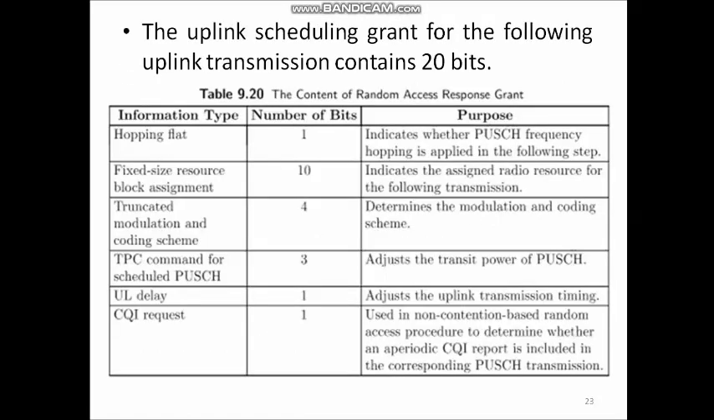Okay, the uplink scheduling grant for the following uplink transmission contains 20 bits. In the table, the content of the random access response grant is given. There are 6 information types, and the number of bits required for representing each information type and its purpose is also given. So, the total length of the random access response grant is 20 bits. Just go through it.